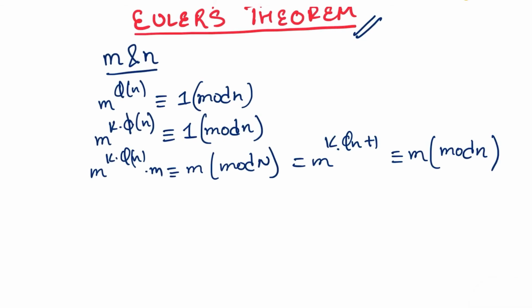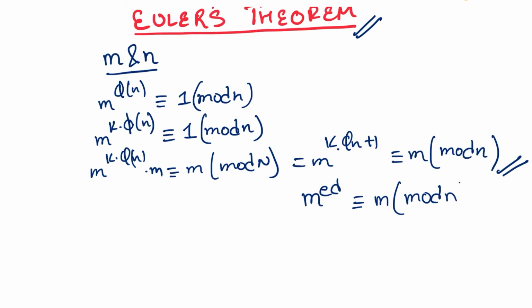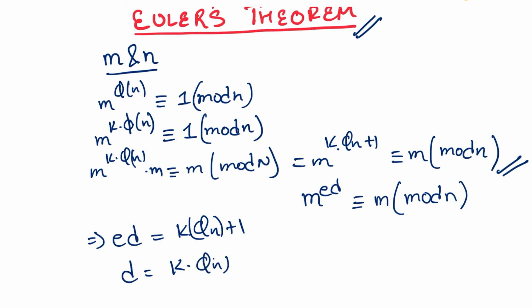Now this is the breakthrough equation we wanted, because see, there is m to power ed in the above equation on the left hand side, and equating it to this equation we get k phi n plus 1 equal to ed. Now the formula to find the decryption key D is easy, and it will be equal to k phi n plus 1 upon E. Then if you notice, the best part about this is that even if you have the encryption key, you still cannot find the decryption key without finding the phi of n.